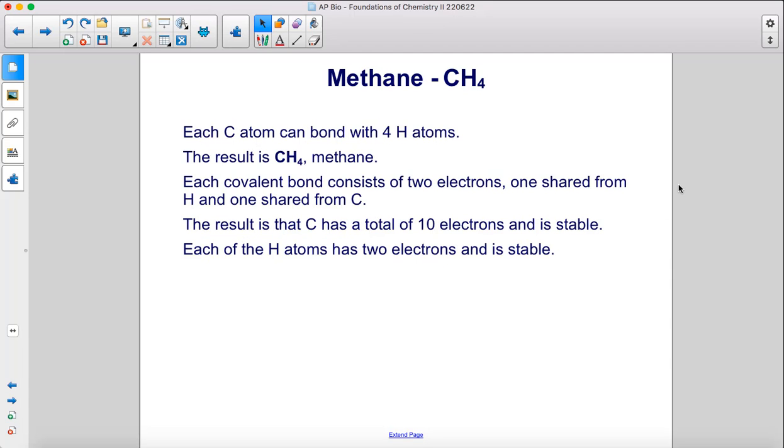Each carbon atom can bond with 4 hydrogen atoms. The result is CH4, methane. Each covalent bond consists of 2 electrons, one shared from hydrogen and one shared from carbon. The result is that carbon has a total of 10 electrons and is stable. Each of the hydrogen atoms has 2 electrons and is stable.